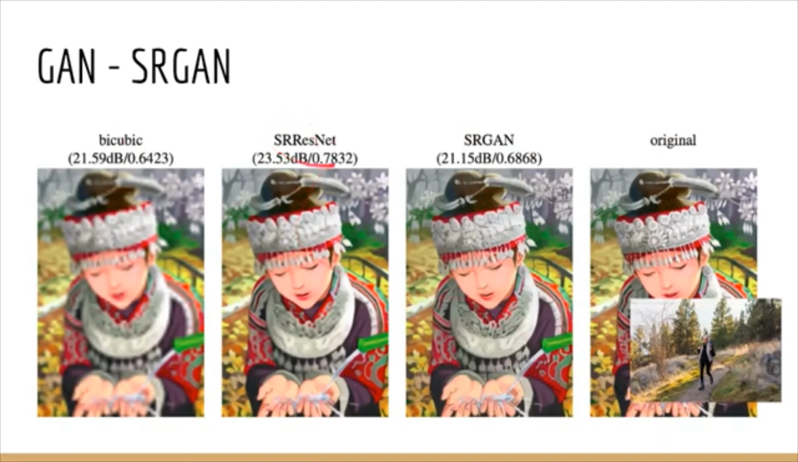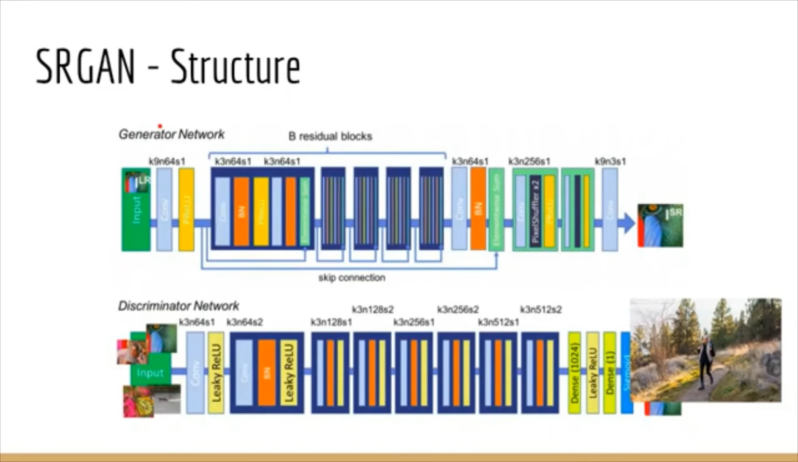In SR, ResNet is one of the traditional methods, and as in the previous methods that we've seen, FSRCNN, it's similar to that. And we have SRGAN, that is what we are trying to understand, what it's capable of doing. And you can see the original image here. Let's come back to this image after looking at the structure of an SRGAN.